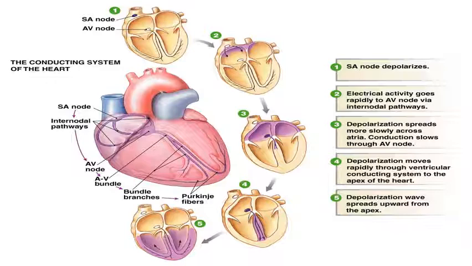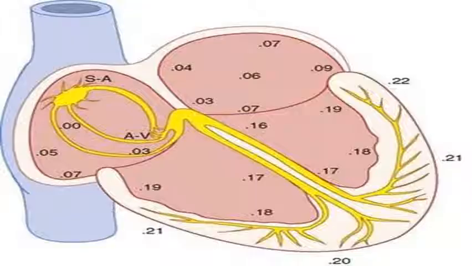So you see in this picture, there is depolarization of the SA node. Then impulses come to the AV node. Then depolarization spreads more slowly across the atria. Conduction slows through the AV node. Depolarization moves rapidly through the ventricular conducting system to the apex of the heart. Depolarization wave spreads upwards from the apex. So you can see this in the diagram. Again, in this diagram, you can see how the impulse spreads from the SA node to different parts of the heart.